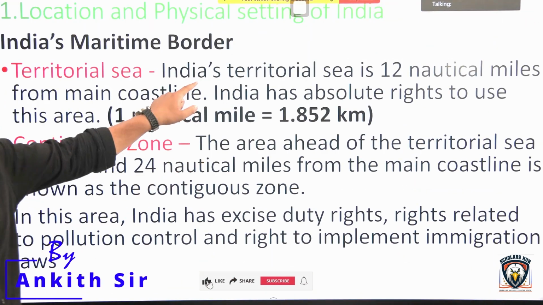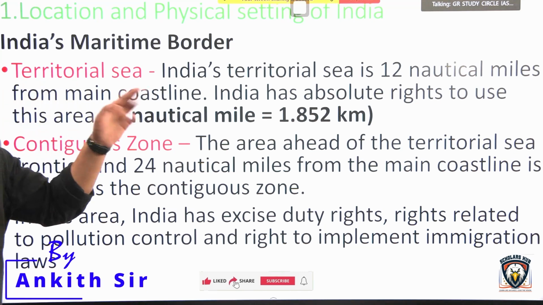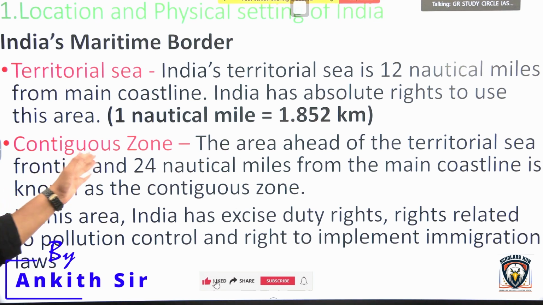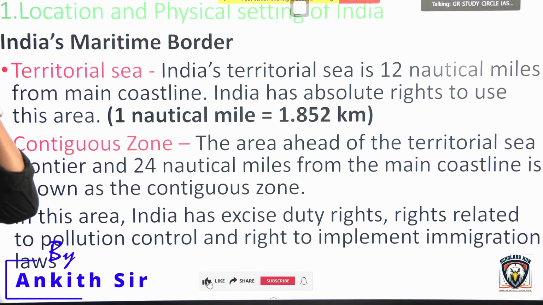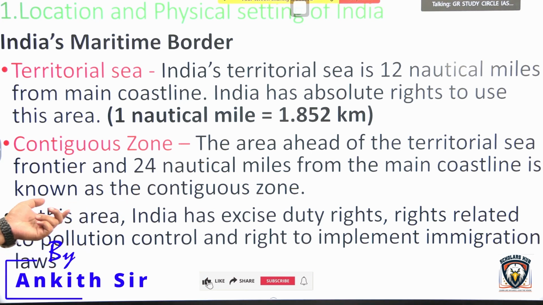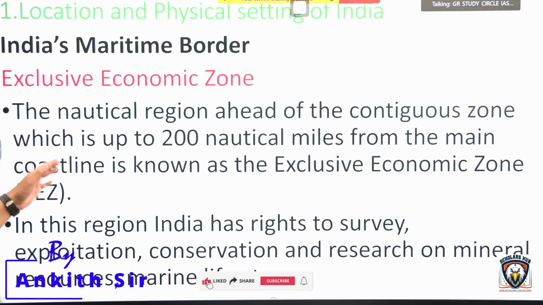So territorial, India's territorial sea is 12 nautical miles. The question of India has absolute rights here. Then contiguous zone. The area ahead of territorial sea frontier and 24 nautical from the main coastline is contiguous zone. So here you only have India's exercise duty rights related to pollution control and implementation of immigration. Then exclusive economic zone, the nautical region ahead of contiguous zone, 200 nautical miles from the coastline, it is EEZ. So in this region, we have only rights to survey, export, conservation and research.